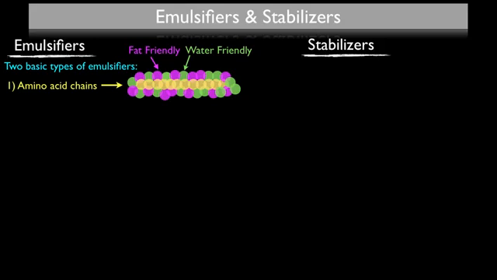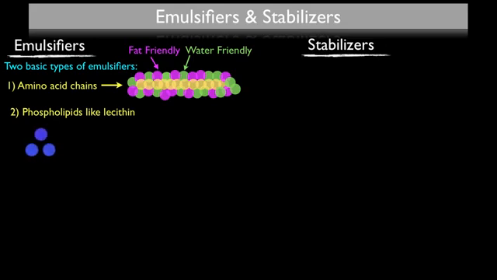Now when these amino acid chains link together and form larger chains, they will create what we call proteins. And so there are some proteins out there that will act as emulsifiers, with the most common one being casein, which is commonly found in egg yolks and milk products. Now the second type of emulsifier out there are phospholipids like lecithin.